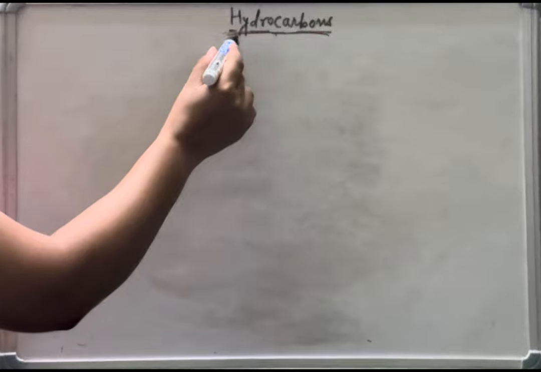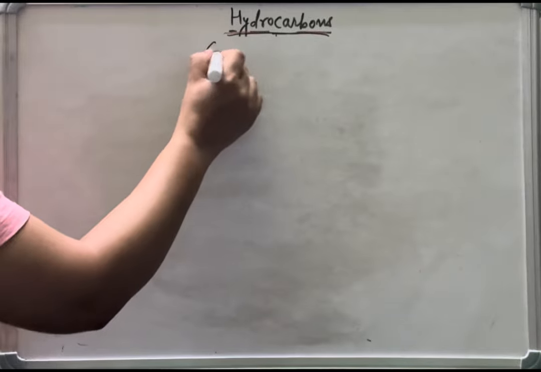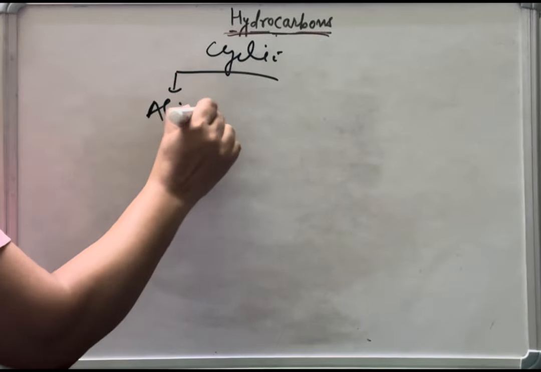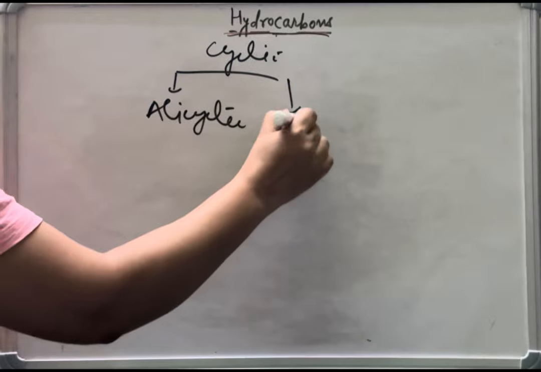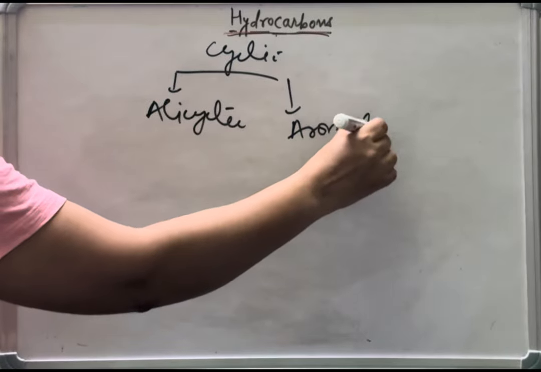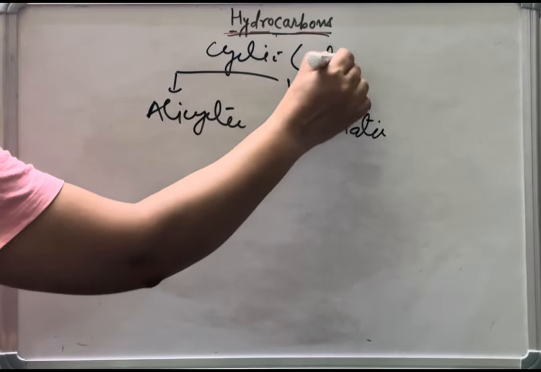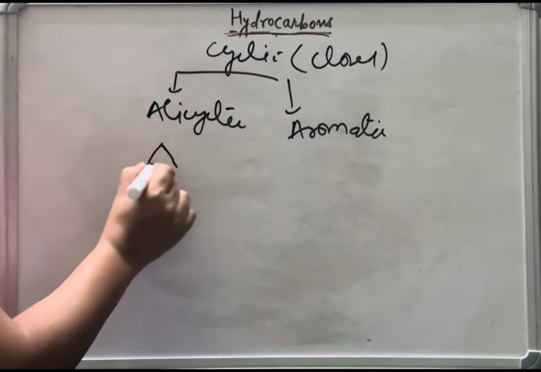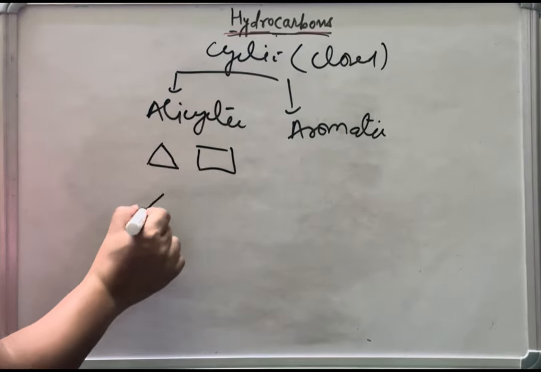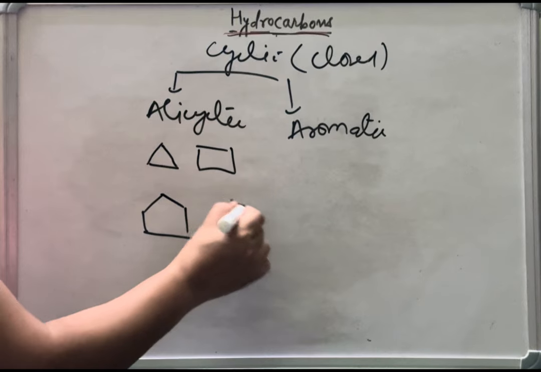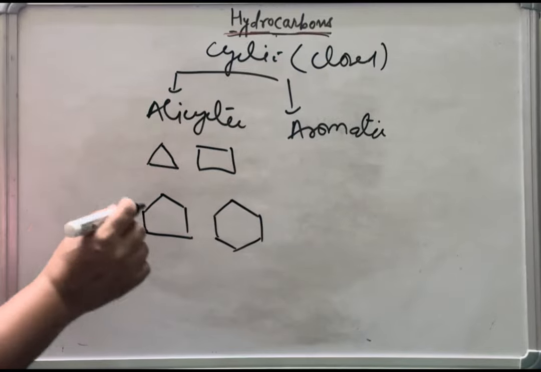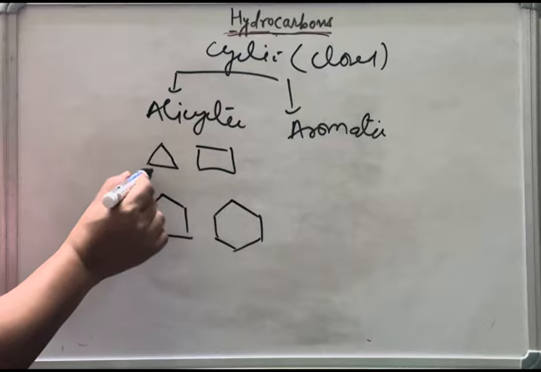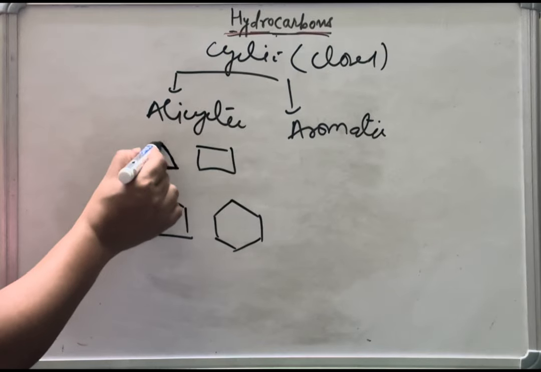Next hydrocarbon is cyclic hydrocarbon, which contains alicyclic and aromatic. These all are closed chain hydrocarbons. Alicyclic is like this. So alicyclic hydrocarbons contain no double bond, as you can see here. So it is a closed chain but no double bond.